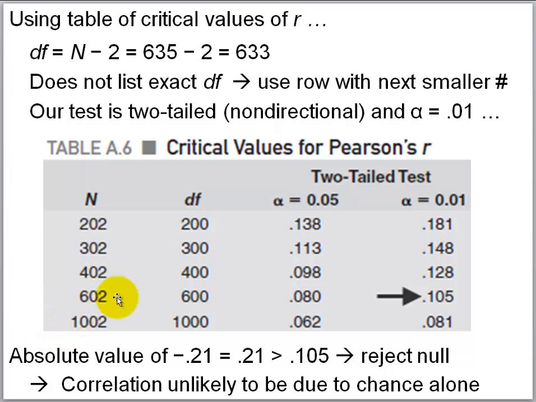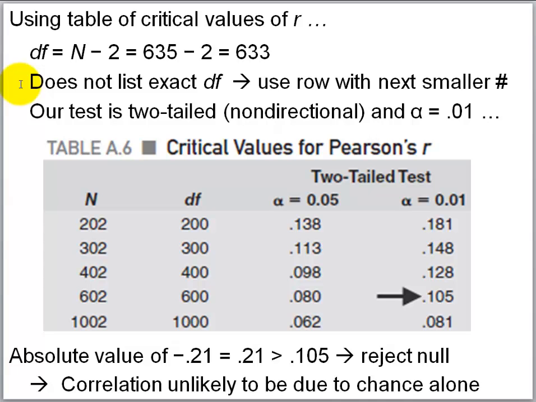As you begin to do data analysis, you will use computer software to carry out significance tests, such as the test of r. But the text does have a table of critical values of r at the back. We have 633 degrees of freedom: our sample size of 635 minus 2 is 633. If a table of critical values of r does not list the exact degrees of freedom, one uses the row with the next smaller number.